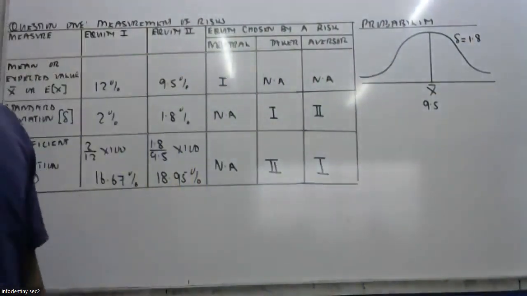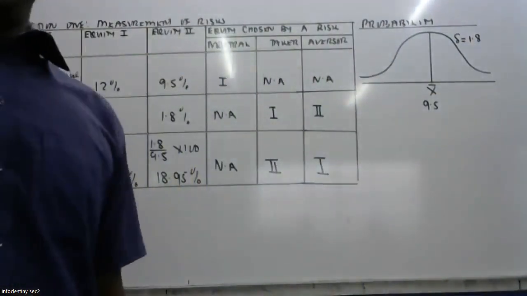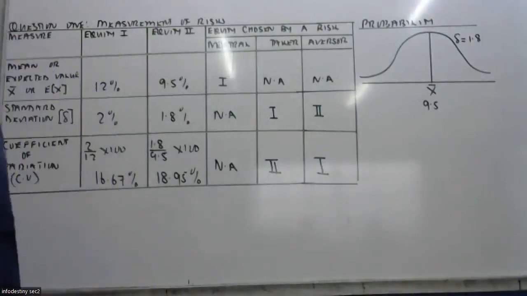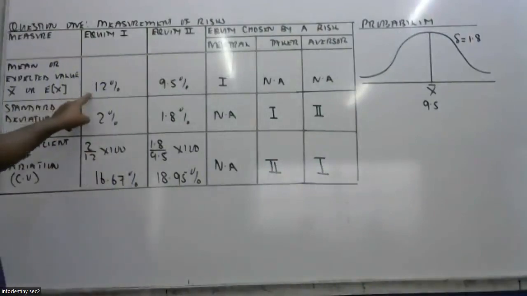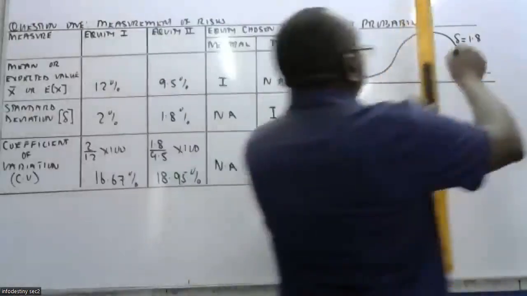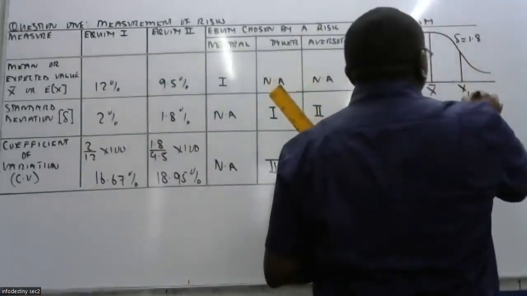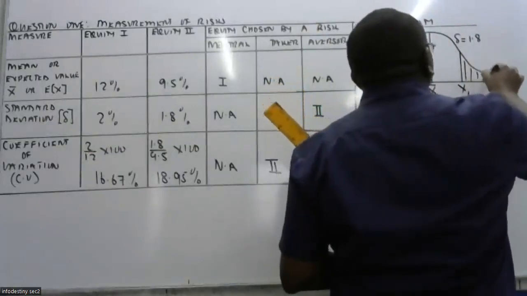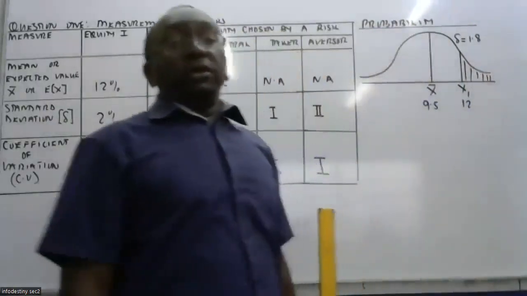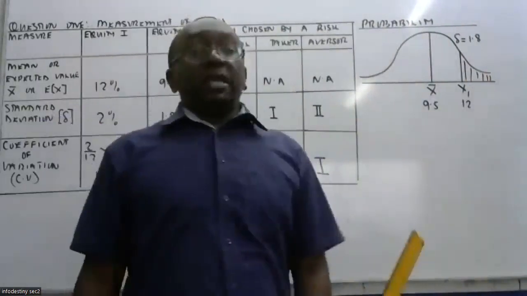So we are asked, what is the probability that it can pay higher than equity 1? Now equity 1 is paying what? 12. So we want this one to be higher than 12. X1 here, 12. So draw that, I leave you to finish that.